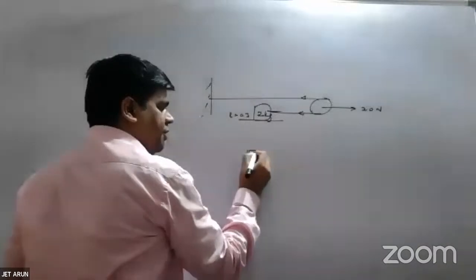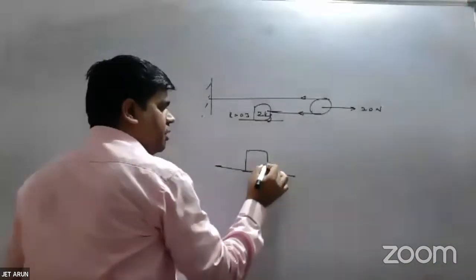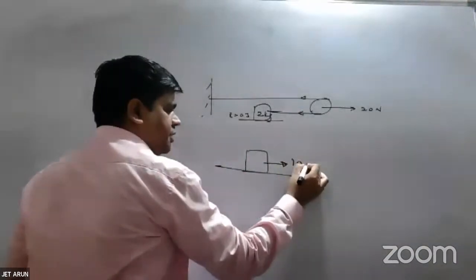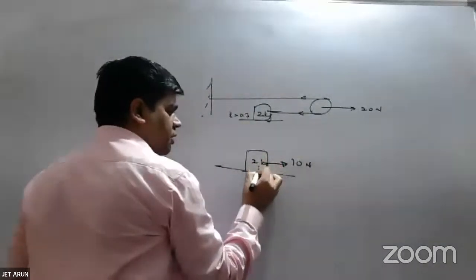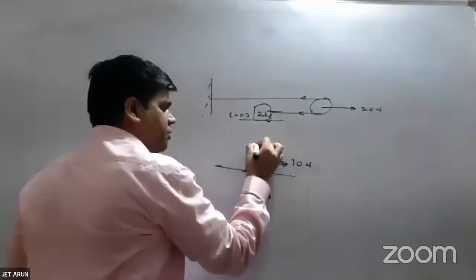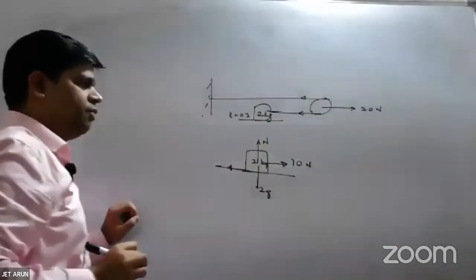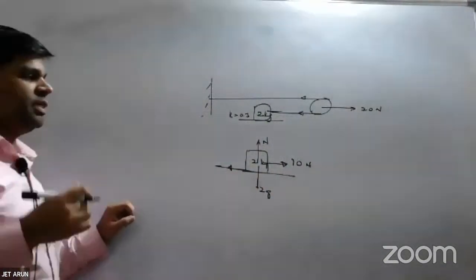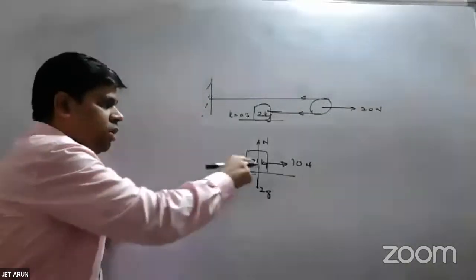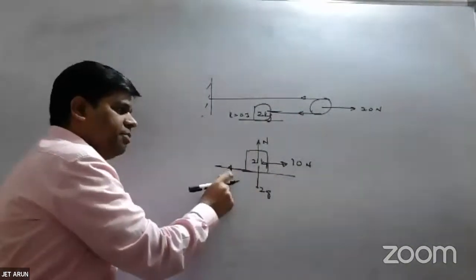So if I draw the FBD of the block from ground reference frame, I've got 10 Newton pulling towards right. This is a 2 kg block, 2g downwards, normal reaction upwards, friction is towards left. Why is it towards left? Assuming surfaces are smooth, block will tend to move towards right, friction will be towards left.